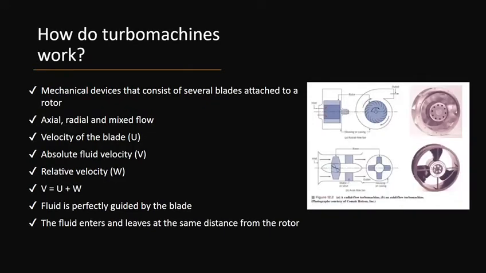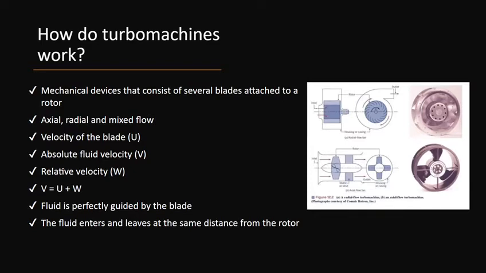Turbo machines are mechanical devices that consist of several blades attached to a rotor that extracts or adds energy from a fluid. These usually have a casing that forms an internal flow. Turbo machines can have three different types of flow, which are axial, mixed, or radial. This depends on the predominant flow direction relative to the rotor axis as it passes through the blades.